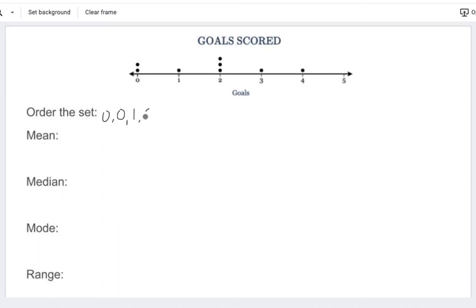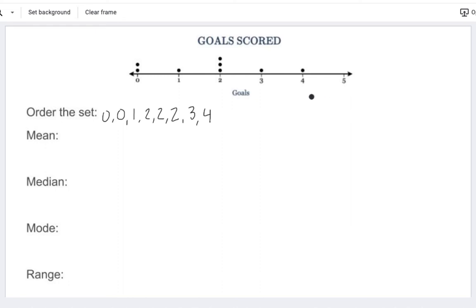3 dots over the 2. So they scored 2 runs 3 times. There's 1 3, 1 4. And even though there's a 5 on the number line, there are no dots over it. So there's no 5 in the data set.